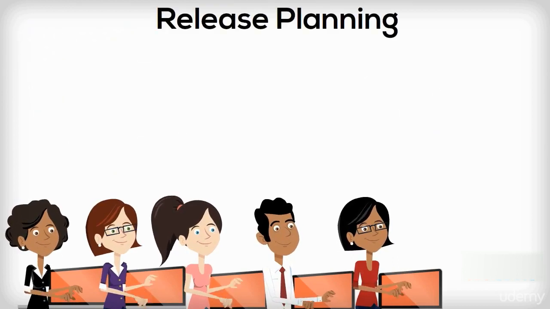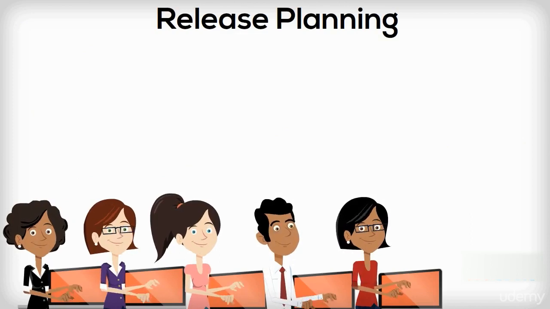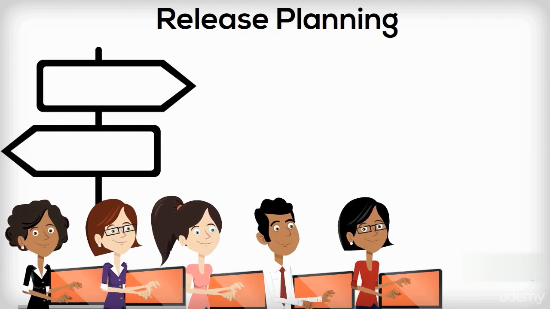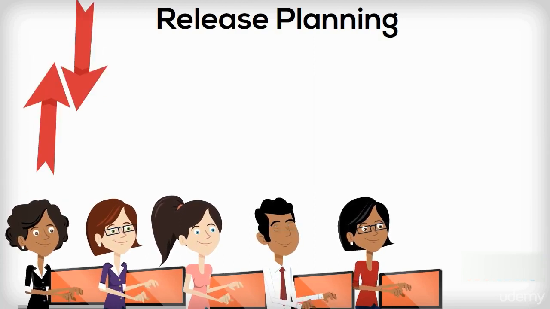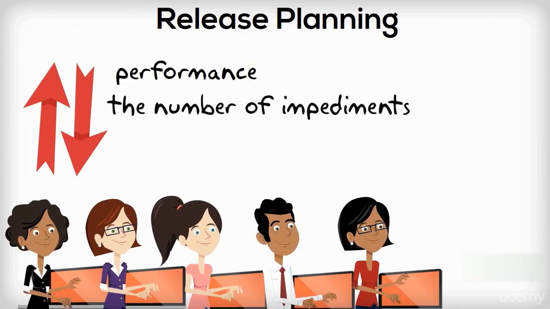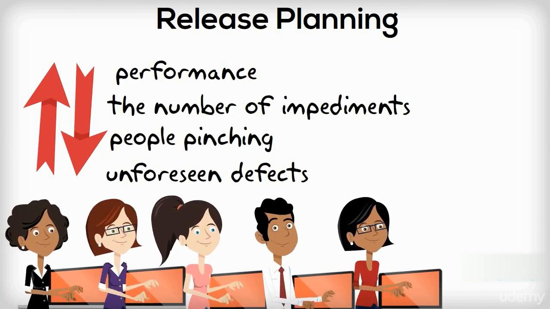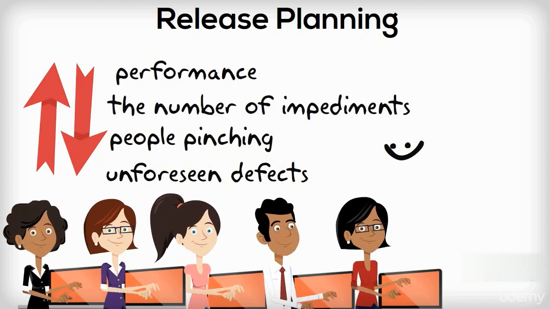When release planning, it is important to remember 2 things. First, this is an indicator. It is not a team commitment, especially since the velocity can go up or down based on performance, the number of impediments, people pinching, unforeseen defects, and lots of other fun stuff.